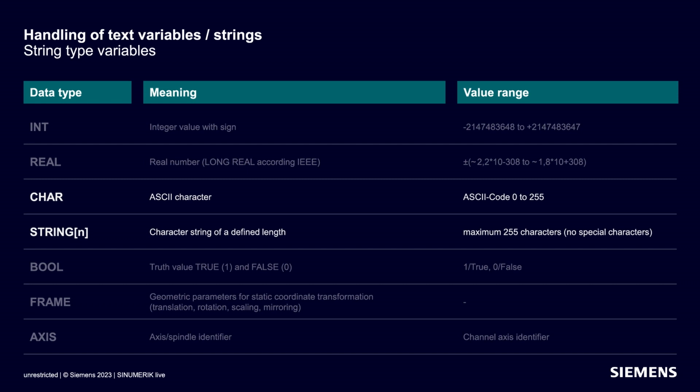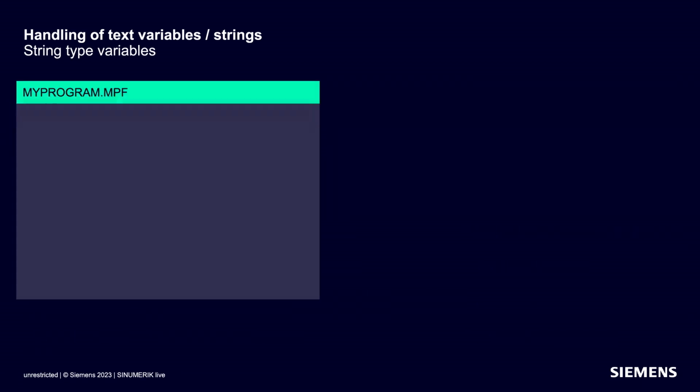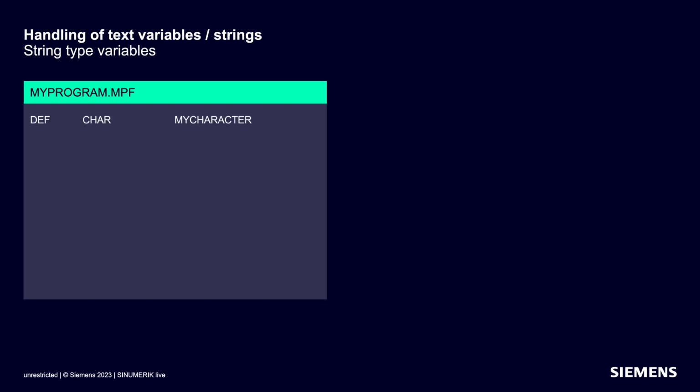Now let's take a closer look at these so-called strings. Strings are based on characters. As you can see, the CNC program is already open. First, I define a variable of the type character. It will hold exactly one character. Then I create a string type variable and give this text variable a certain size. In our example here, it's 100 characters. By the way, a string variable is nothing more than a one-dimensional array of the variable type character.